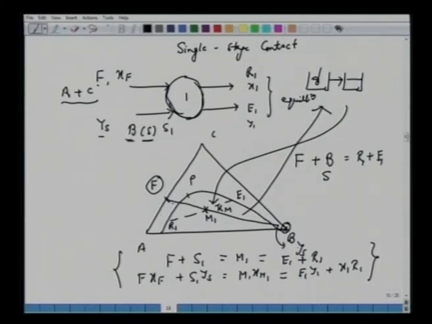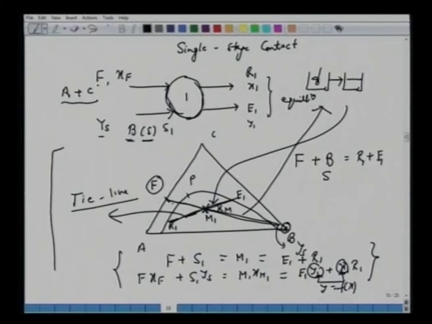One mixing rule we are applying in two contexts. One is mixing of feed with the solvent, and then separation between R and E. All of this, they have to intersect at one line, because this M satisfies this mixing as well as M satisfies this separation, and that's the tie line. Y1 and X1, they are connected with the equilibrium or some equilibrium curve here. So this becomes our basis for our discussion for stage operations.